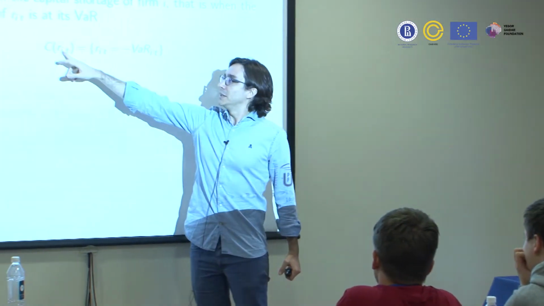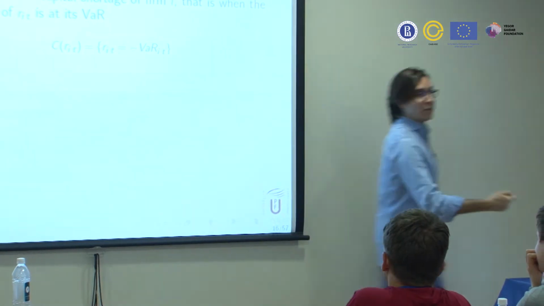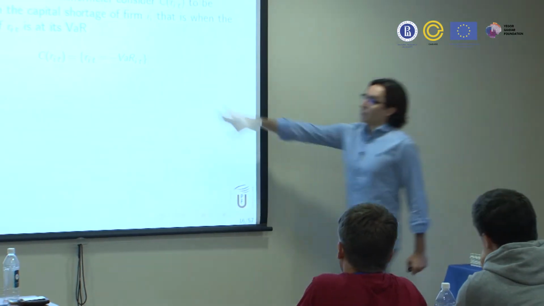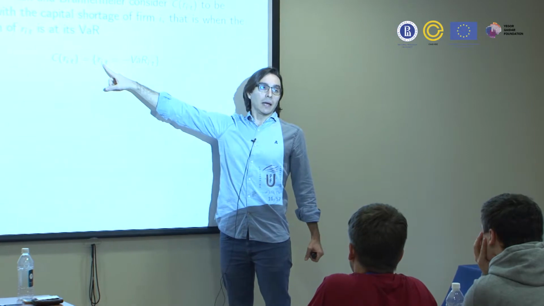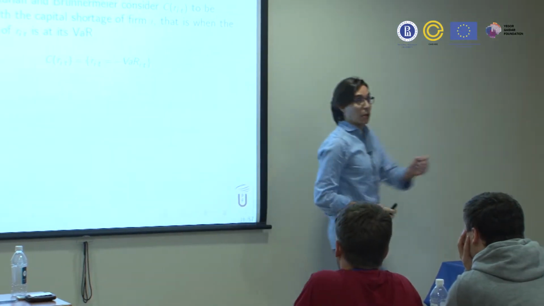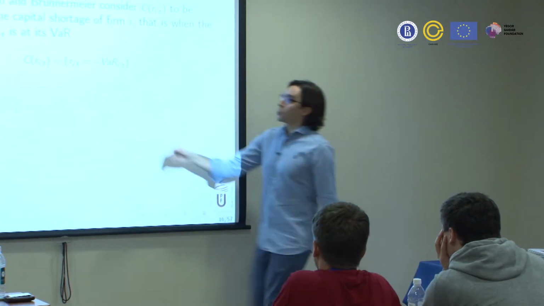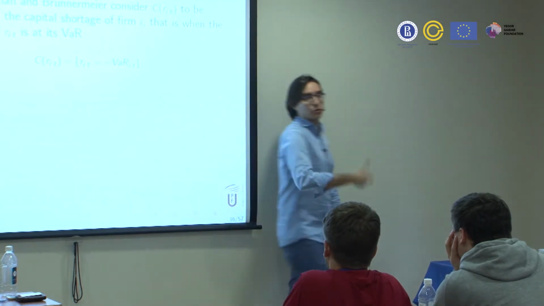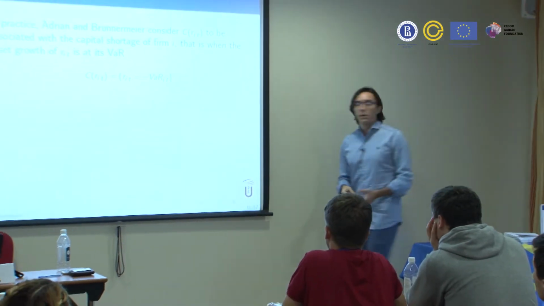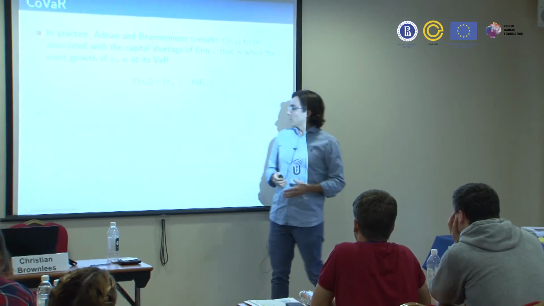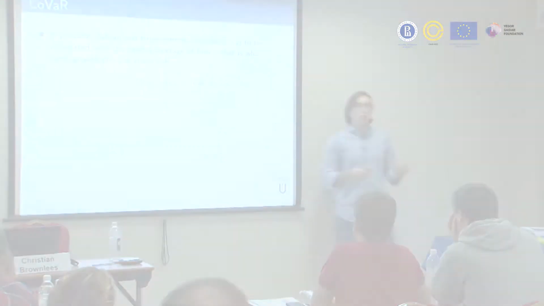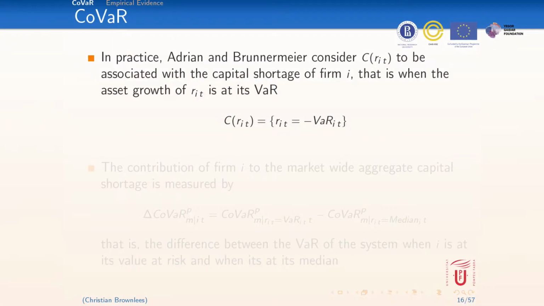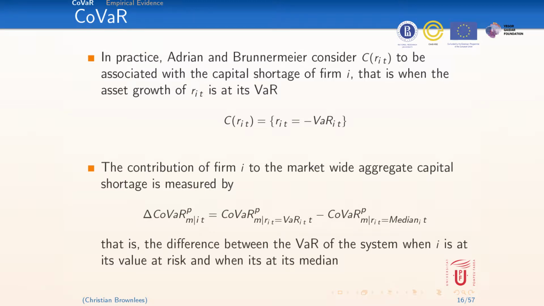But they define the triggering event for firm I as the event in which firm I experiences a return which is equal to its value at risk, with the minus in front. So I'm asking myself, what is the CoVaR of the entire financial system when firm I experiences a day in which it suffers a very large loss, that is, a loss equal to its value at risk at some degree of confidence?